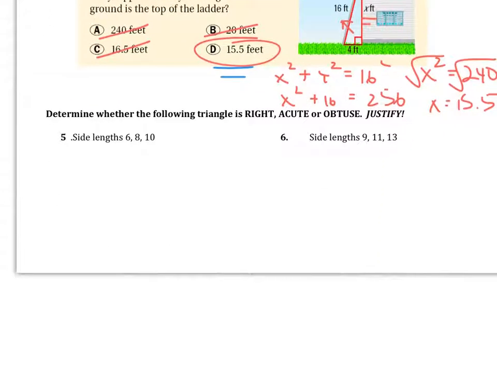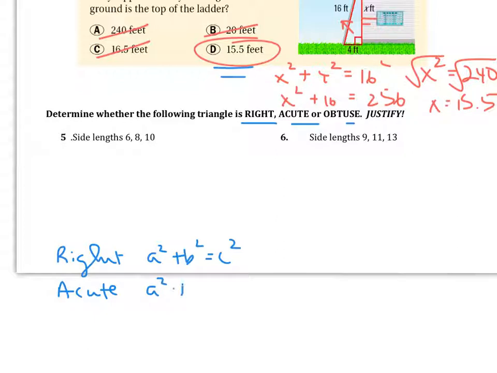All right, down here, big idea. We've talked about the idea of right, acute, and obtuse. Reminders, and you might want to write this down. For right, we need a squared plus b squared to equal c squared. For acute, we need a squared plus b squared to be greater than c squared. And for obtuse, we need a squared plus b squared to be less than c squared. The big thing that I always talked about was just remember one of them, and then the other is the opposite.